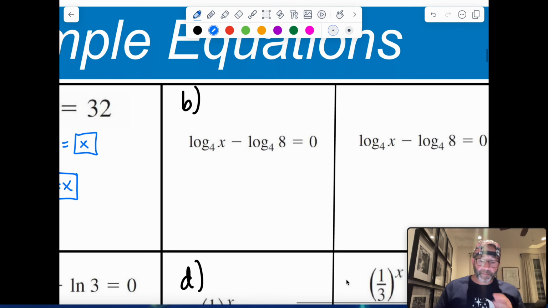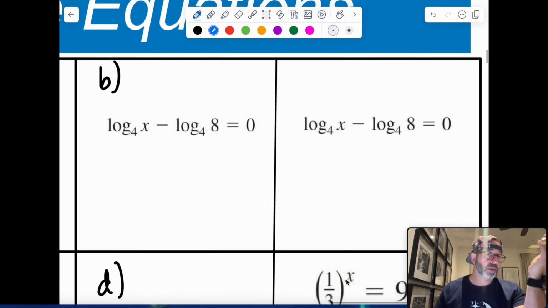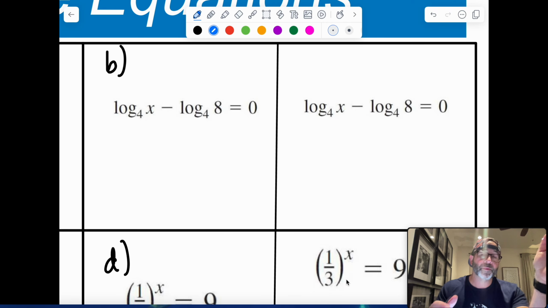Take a look at letter B. So there's two ways to solve this one. One is using the one-to-one property. One is using conversions.